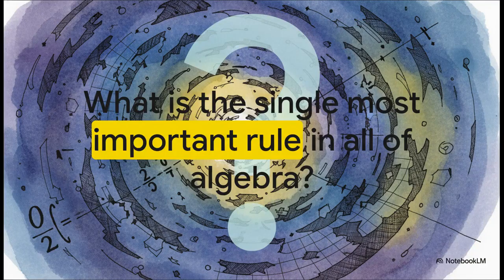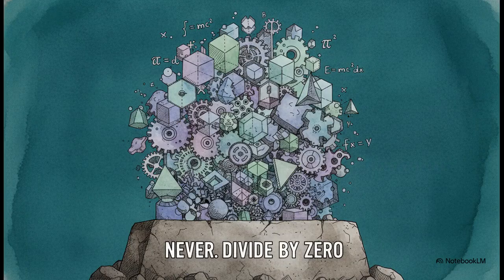So I've got a question for you. What do you think it is, the single most important rule in all of algebra? I mean, this is a rule so fundamental that if you break it, the whole system of math just kinda falls apart. And there it is. That's the one. This is our golden rule, our prime directive. Absolutely everything we're about to do is built to defend this one law. It's the foundation for our entire mission today.